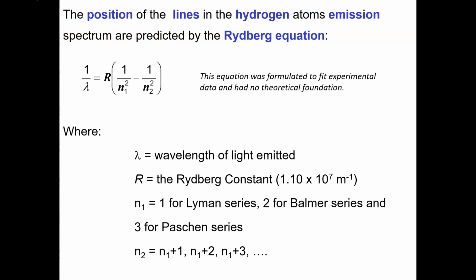So, as we were talking about in the last video, the positions of the lines in the hydrogen atom's emission spectrum are predicted well by the Rydberg equation. There is just a tiny little problem. That equation was formulated to fit experimental data, and it has no theoretical foundation. And the meaning of the numbers that go in here is unclear.